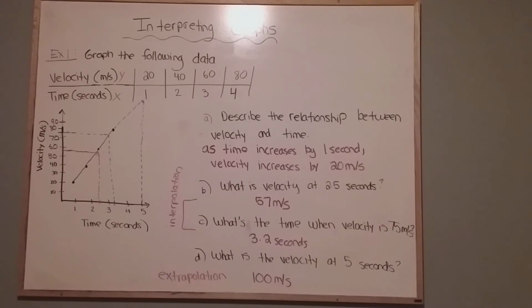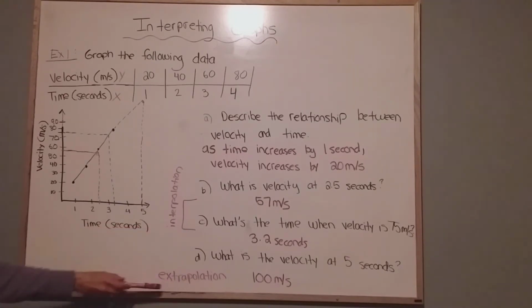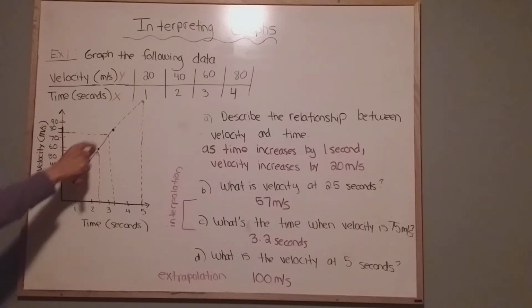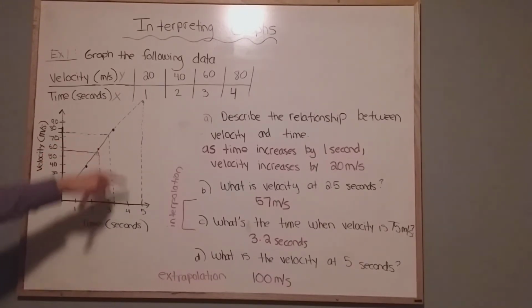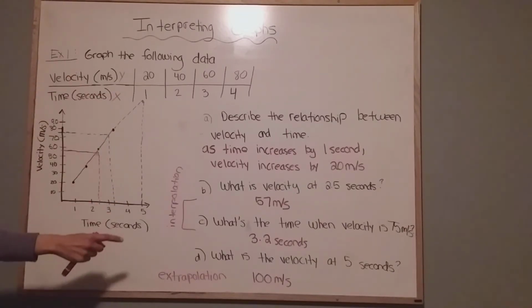So now to summarize all this, there's two new vocabulary words that you need to know. One is interpolation, one is extrapolation. Interpolation is when you're trying to find a value or data between the points that are given. For example, letters B and C, the answers I got are based on the points that I had plotted. They're within this line. So that's called interpolation.